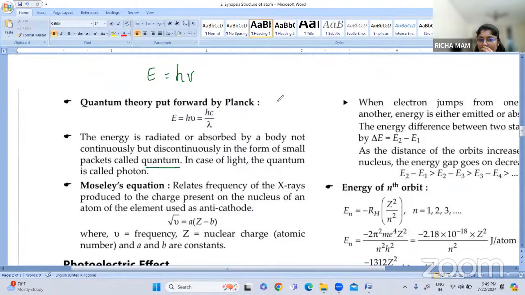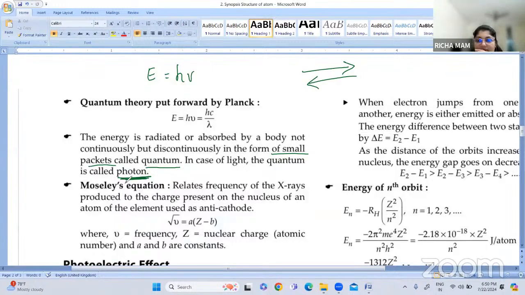Whatever energy is radiated or absorbed by a body is not passed continuously, but in small packets. That is called quantum, and the quantum is nothing but the photon. Photon is nothing but your light.